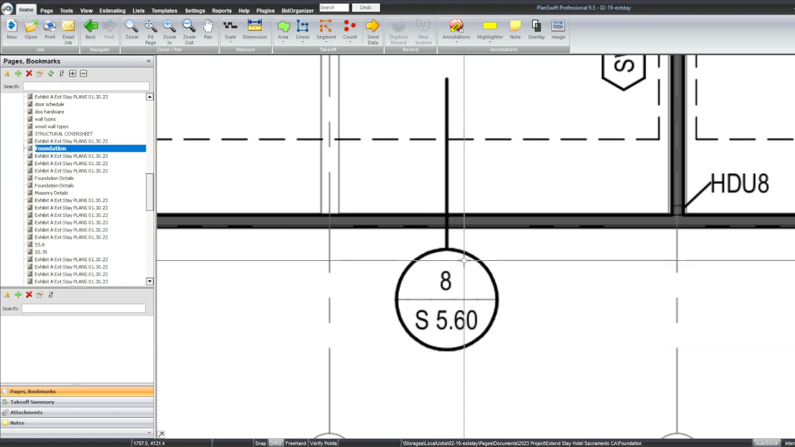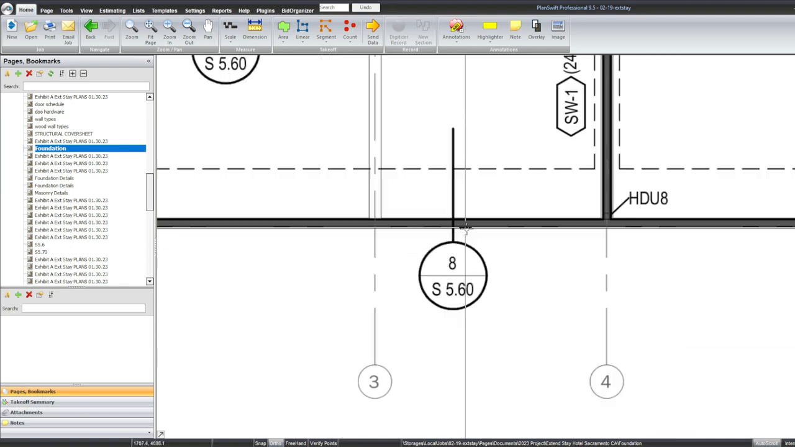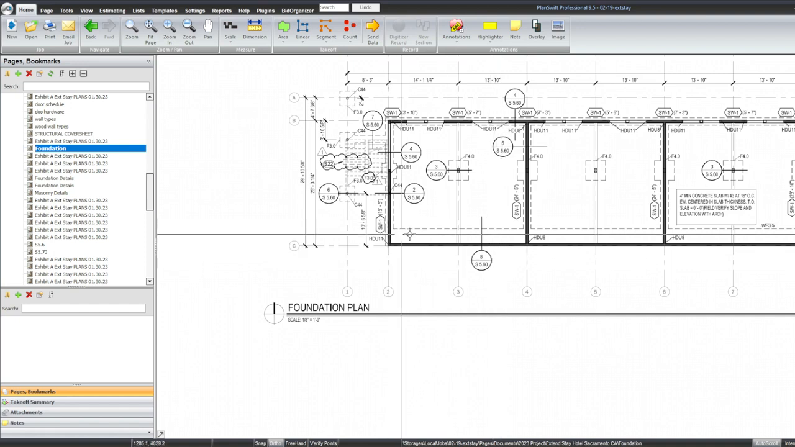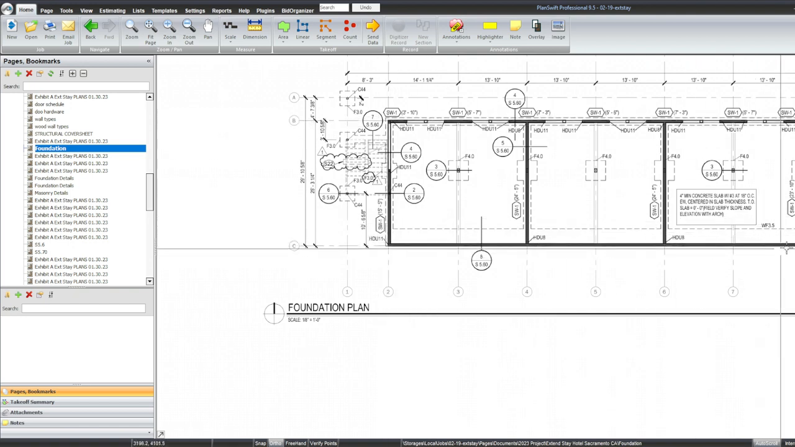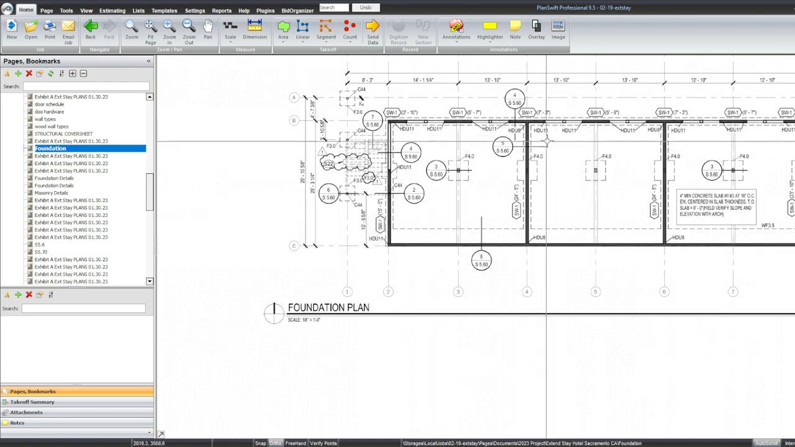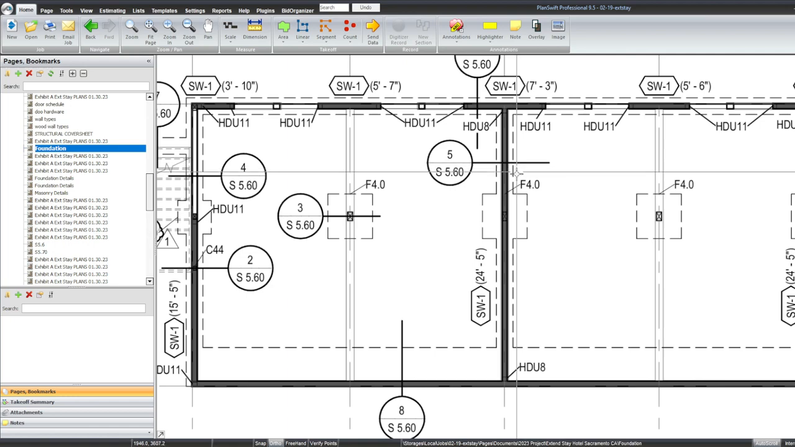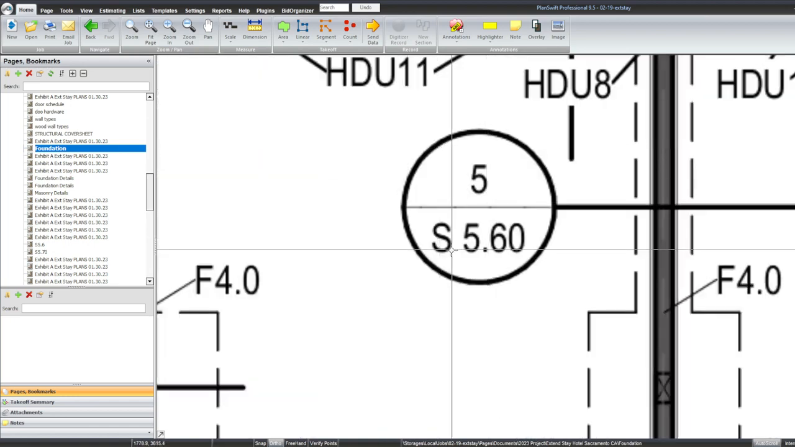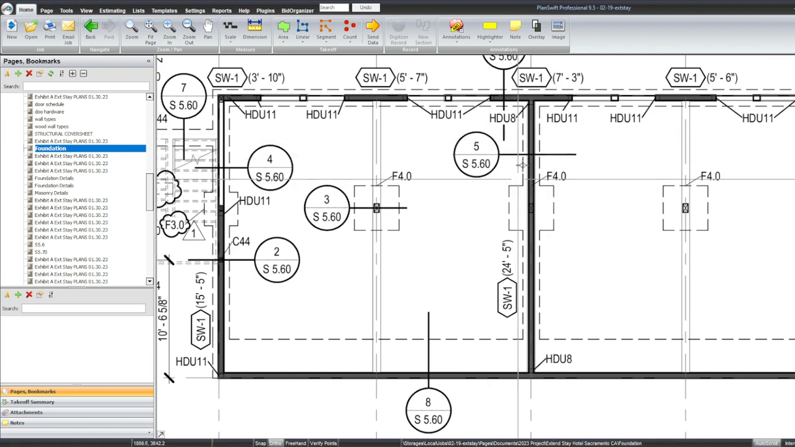Because we need to know a few things. This is the continuous footer. Remember, we have the continuous footer that makes up the structural perimeter. And then if we have those footers coming in, which we do, we're going to look at 5/S5.60, because again, this is another piece of bread, and we're going to cut that piece of bread.